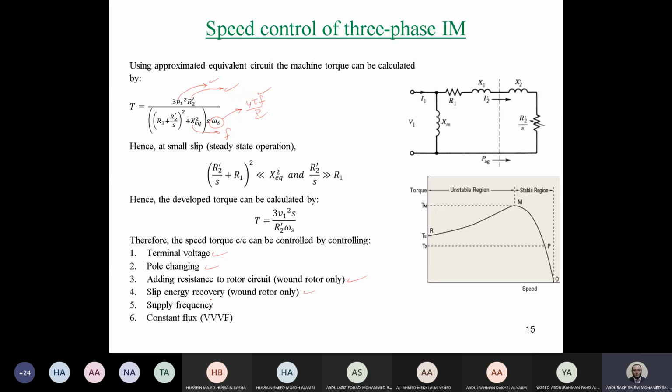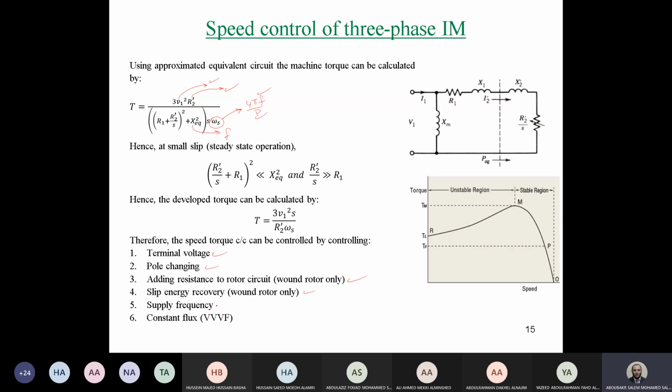In this way, by controlling the switching of the power electronic converter, we can control the speed, and at the same time, we will return the power to the supply again. So here, we could increase the efficiency by this technique. It's called slip energy recovery. Sometimes in some books, you can find it with the name of static Kramer method.